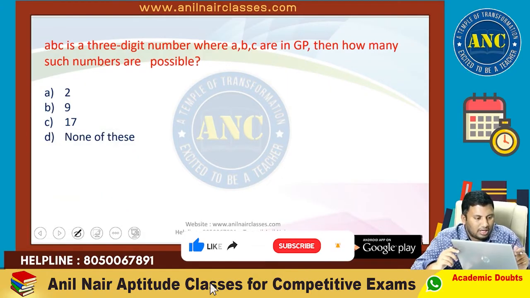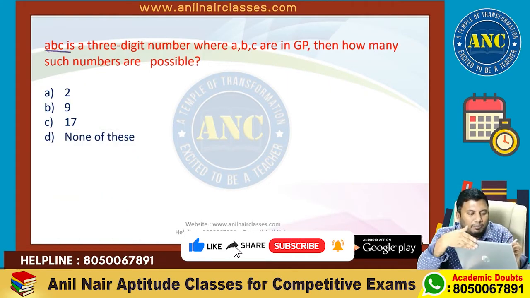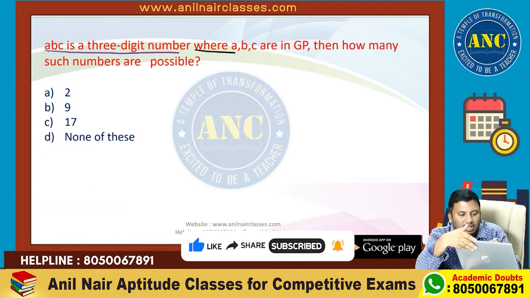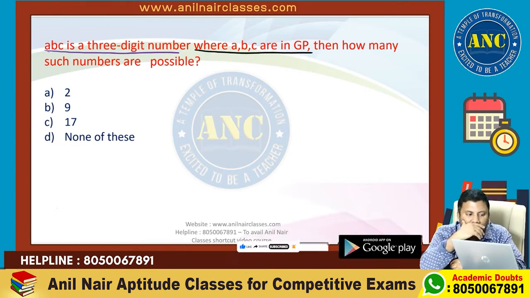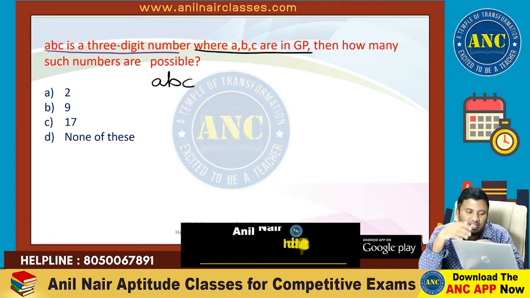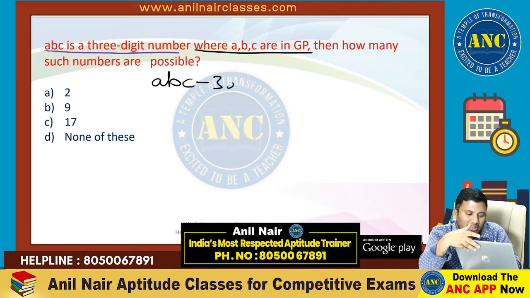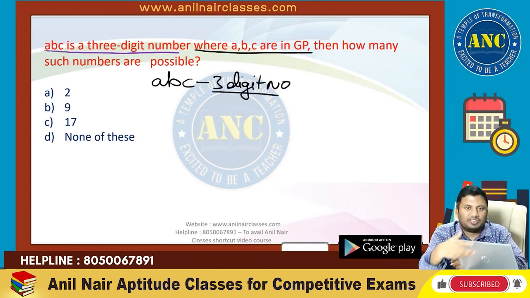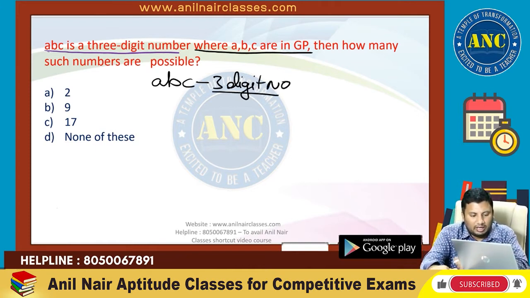Very good question. ABC is a 3-digit number such that A, B, C are in GP. How many such numbers are possible? If it is a 3-digit number, how many numbers are possible?